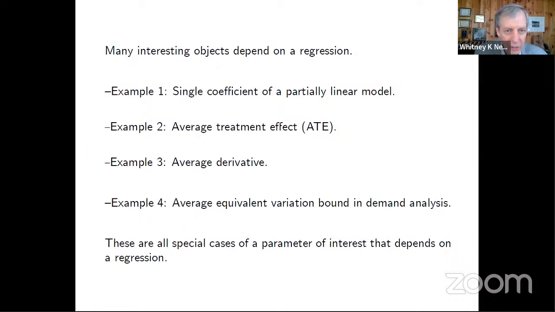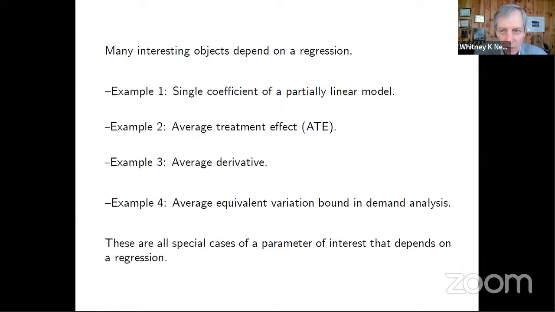Example two in the previous lecture was the average treatment effect. Okay, we did that. There are many other objects that we're interested in that depend on a regression. You could just go on for pages about this. Another one is an average derivative. So example two is the average treatment effect when treatment is binary. You can think about an average treatment effect of some kind when treatment is continuous, and I'm going to talk about that in example three. This leads to a kind of average derivative of the average structural function, or of the dose response function. So that's going to be example three, and we'll talk about that.